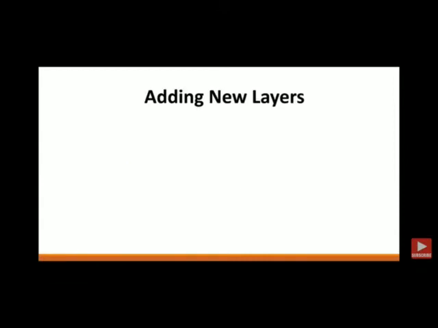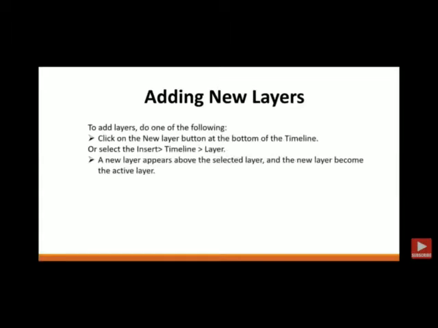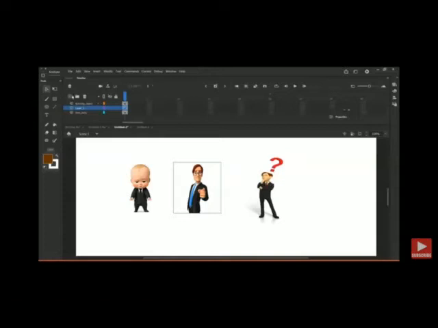Now how will you add a layer? This also we have discussed today. Click on the new layer button at the bottom of the timeline, or select insert, timeline, layer. A new layer will appear at the selected layer, and the new layer becomes the active layer. So this is a very easy thing.